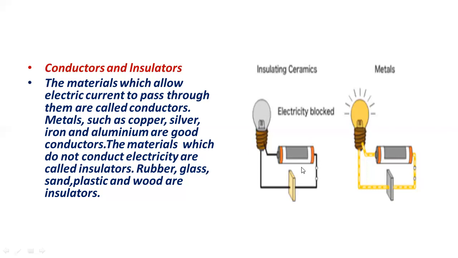But if the slab is made of plastic, glass, rubber, wood, or sand, then what will happen? The circuit will not be completed, because the slab will not allow the current to pass through it. Thus the circuit will be an incomplete circuit. It is called an open circuit, and the bulb will not light up.